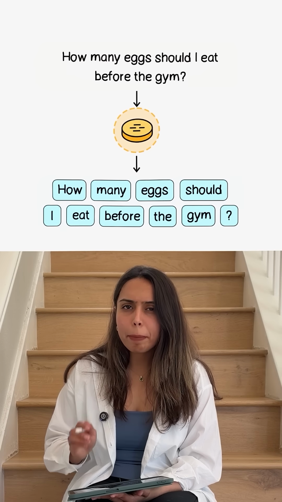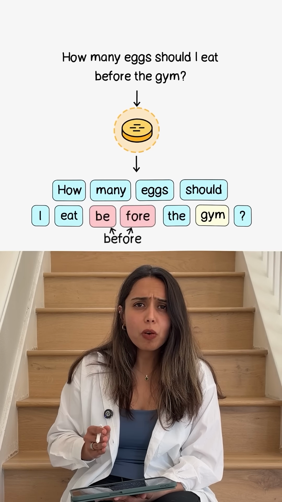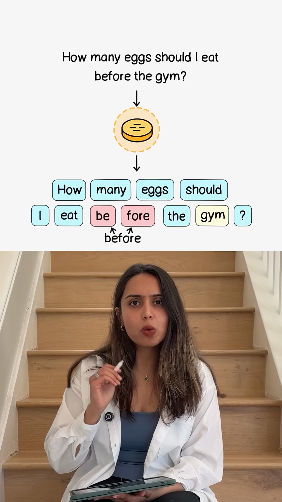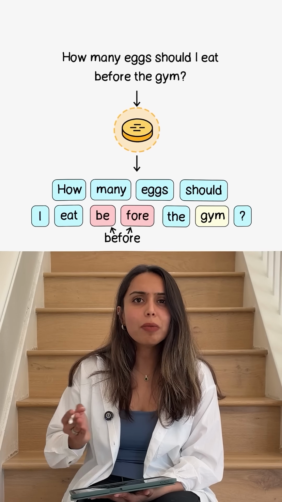Now, these tokens may or may not always be full words. For example, gym might be 1 token, before might be 2 tokens. It all depends on the tokenizer. So, as a first step, everything you type gets tokenized before the model sees anything.